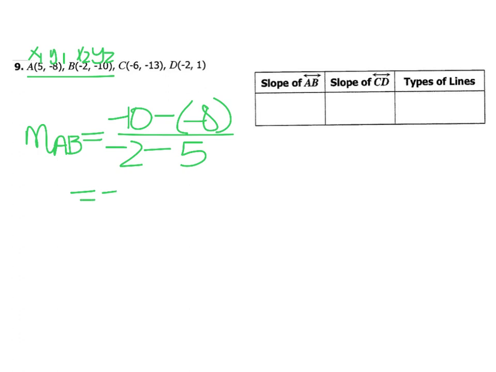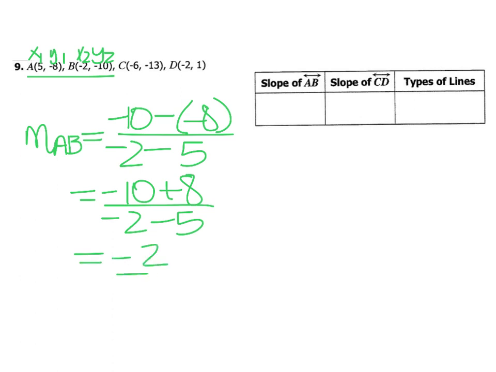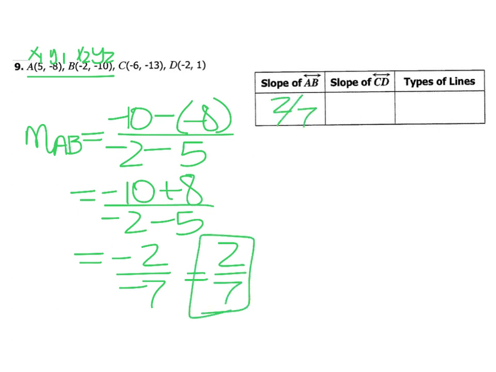We rewrite this as negative 10 plus 8, we get negative 2 over negative 7. And a negative divided by a negative, the negatives cancel out. So our slope is just positive 2/7. All right, so the slope of AB is 2/7.